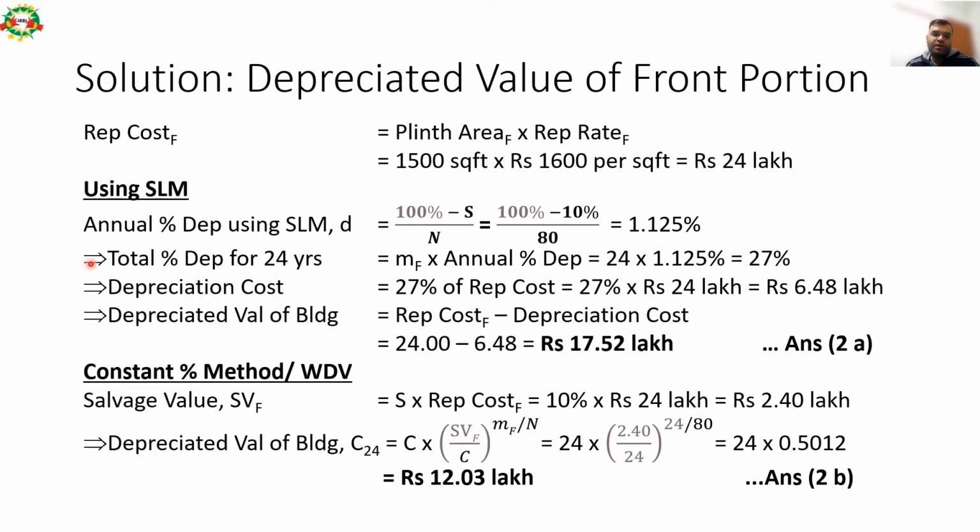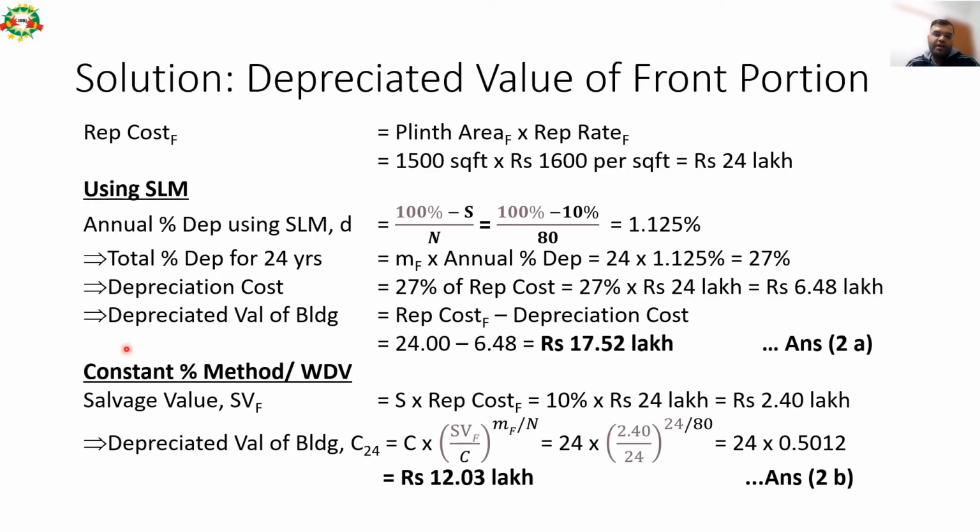So the cumulative depreciation cost for the front portion will be equal to 27% of the replacement cost, RCN, of the front portion, which is 24 lakhs multiplied by 27%. So it is equal to 6.48 lakh, the depreciation amount. That means the depreciated value of the front portion of the building is equal to the replacement cost of the front portion minus the depreciation amount. It is 24 lakhs minus 6.48 lakh, which is equal to 17.5 lakh, the depreciated value of the front building.